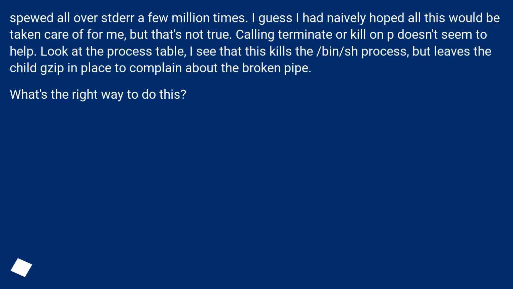Looking at the process table, I see that this kills the /bin/sh process, but leaves the child zip in place to complain about the broken pipe. What's the right way to do this?